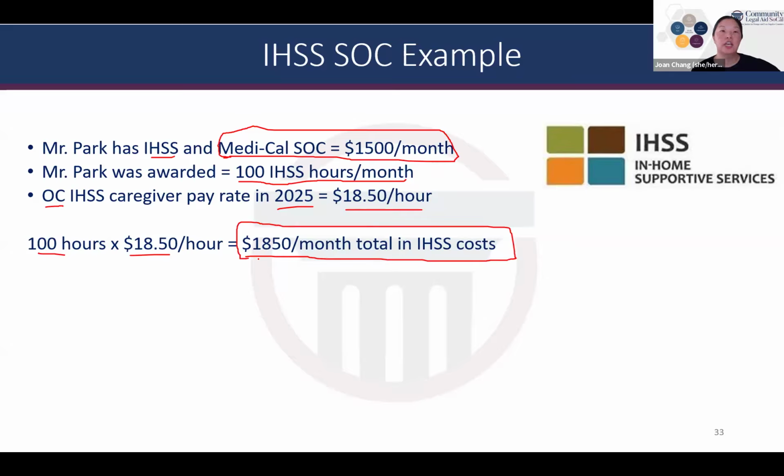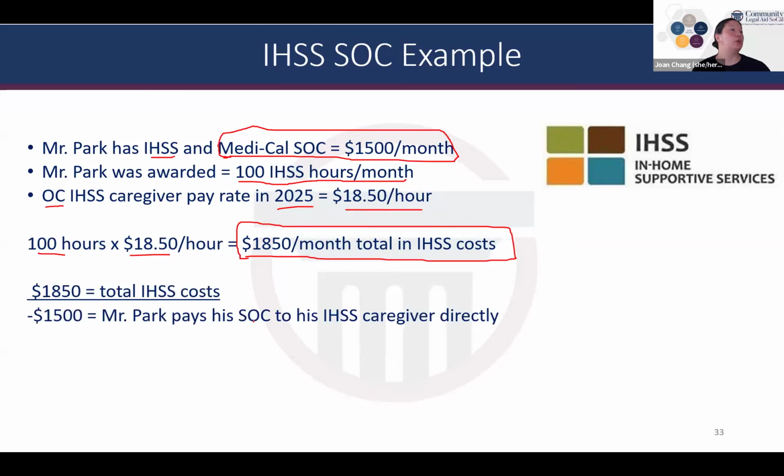Park incurs in his IHSS costs each month. So let's look at it. This is his total IHSS cost. Mr. Park pays his caregiver the $1,500, his share of cost amount, directly. So say, for example, his caregiver is his neighbor. And so Mr. Park pays his neighbor $1,500 per month.